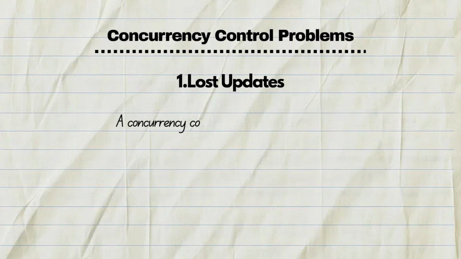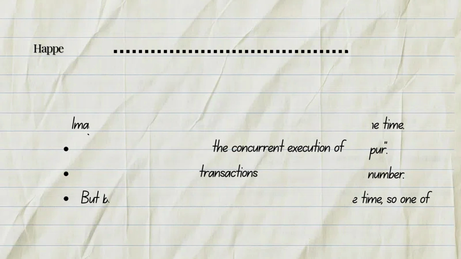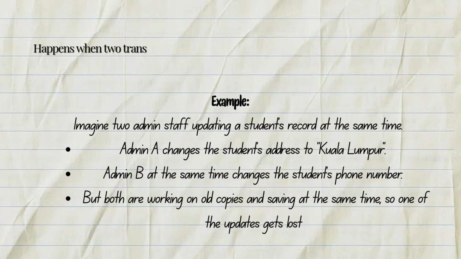Lost updates is a concurrency control problem in which a data update is lost during the concurrent execution of transactions. It happens when two transactions update the same data at the same time, and one update overwrites the other, causing the first update to be lost.